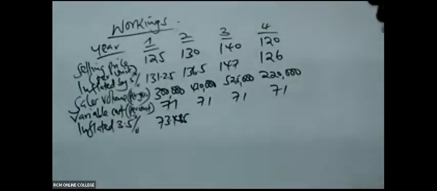125 times 1.05. That will be 131.25. 131.25 times 1.05, that is 137.